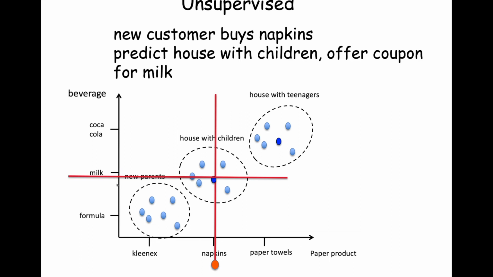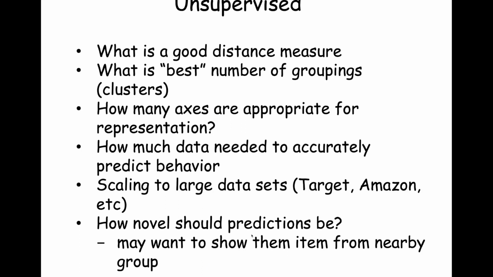Or they might like something that's a little bit softer. Maybe it's a type of milk that's treated somehow and it's a lot less acidic. So the other idea is that when you make these predictions, these recommendations, you might want to show them an item that is from a nearby group. They don't know if they like something that they haven't tried yet. So those are some high-level issues that you might want to consider within supervised learning.